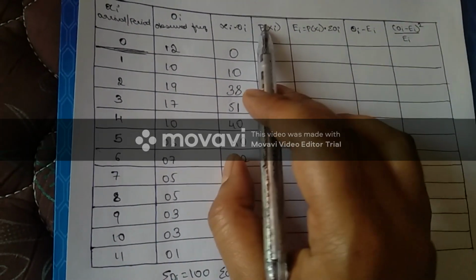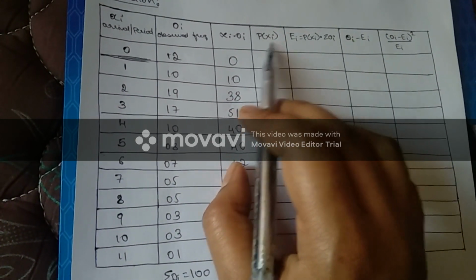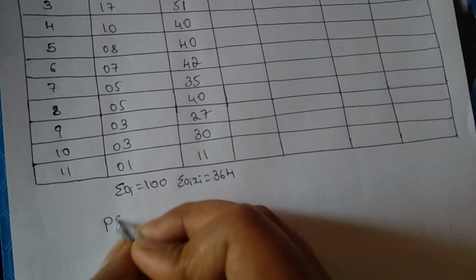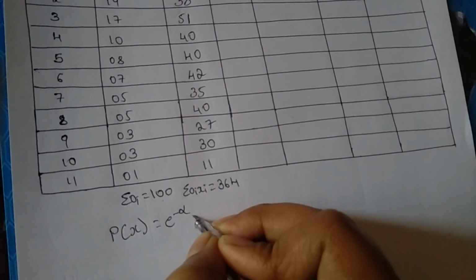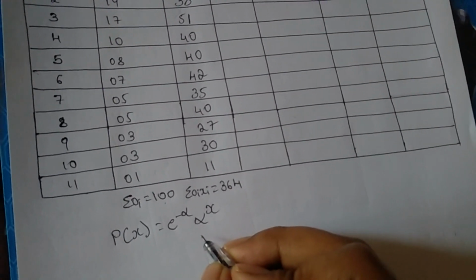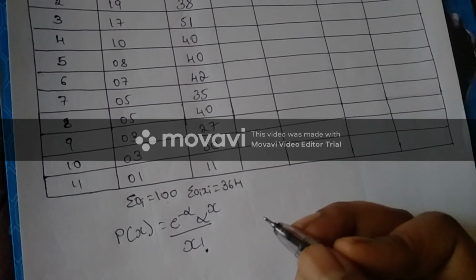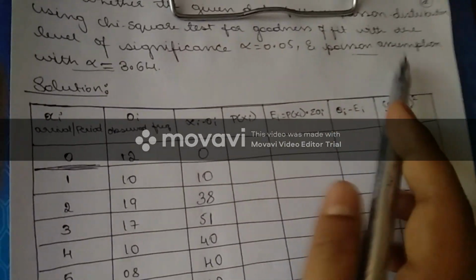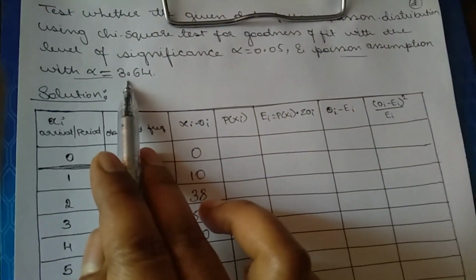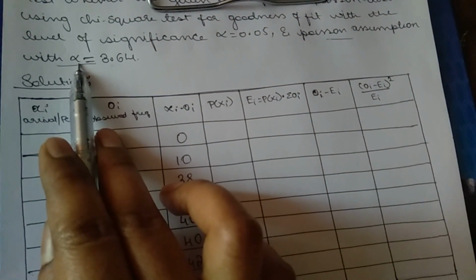Next, let me take this P of xi. What is this P of xi? The probability of arrival. We have a formula to find this probability, that is P of x is equal to e power minus alpha into alpha power x divided by x factorial. This is alpha, the Poisson assumption they have given. This is alpha 3.64, which can also be called the mean.